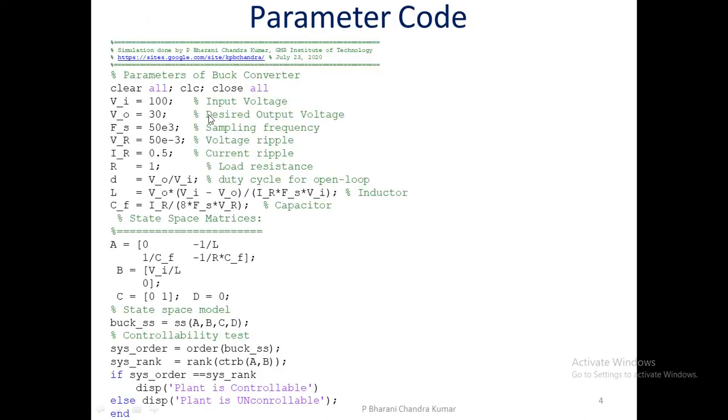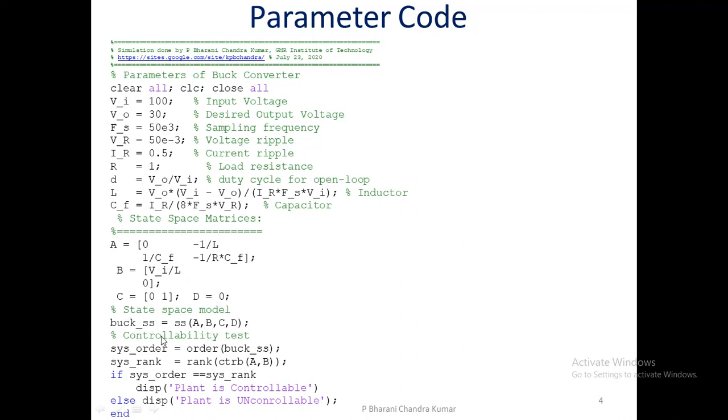And this is the parameter file. In this parameter file we are defining all the parameters and the state space matrices as well. Input voltage 100, desired output voltage 30, and sampling frequency, voltage ripple, and so on, which we have seen in the earlier slide. And these are the state space matrices we discussed in the lecture, the A, B, C and D matrices. buck_SS is creating the state space model from these A, B, C, D matrices.